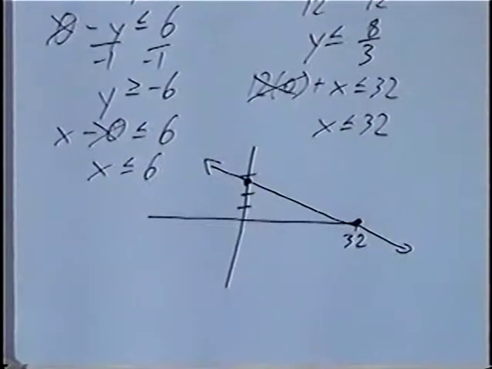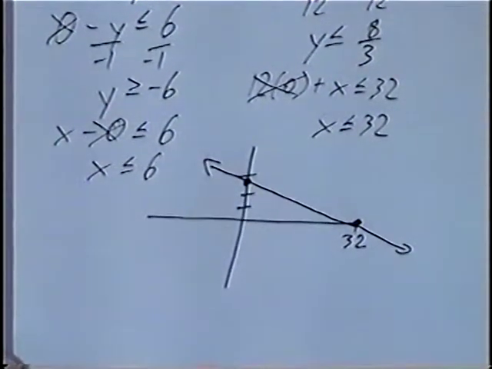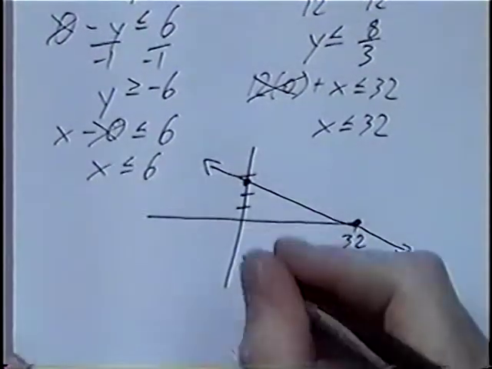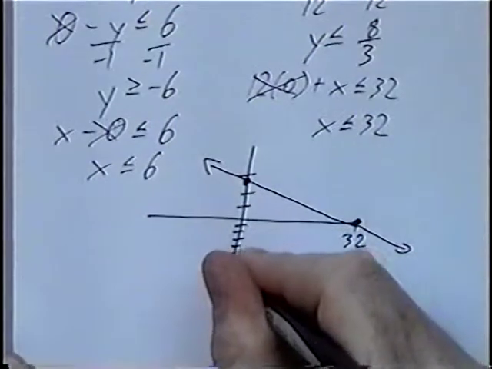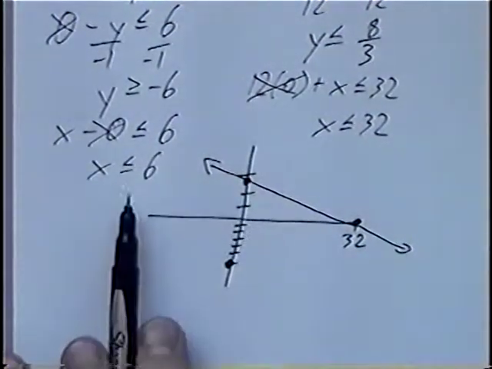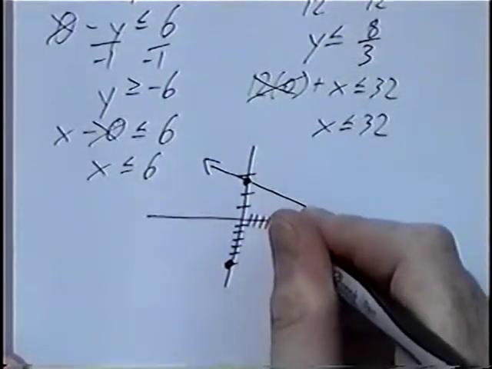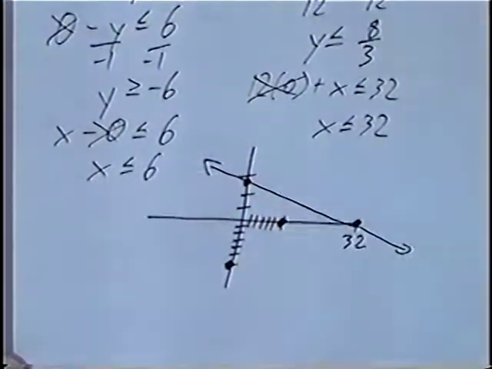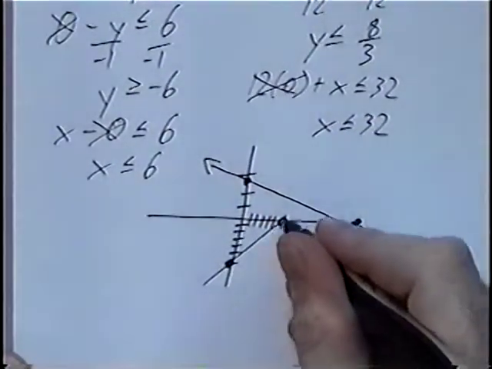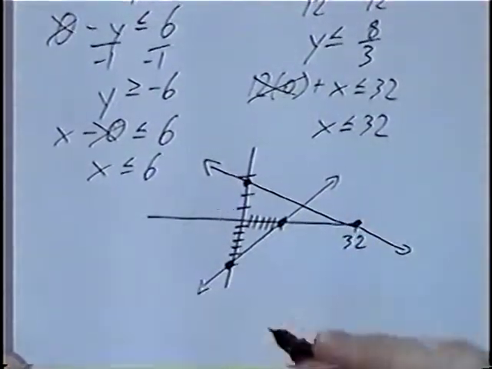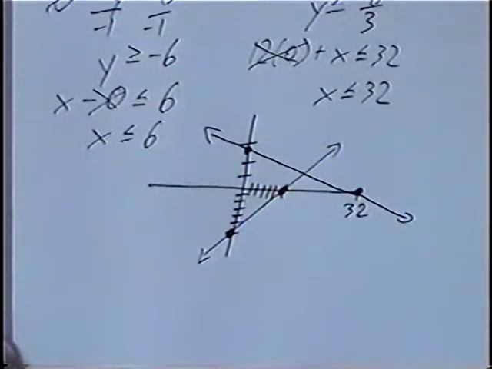We'll graph the second line and then we'll shade afterwards. The second inequality, the y-intercept was at -6. And the x-intercept was at +6. Again, this inequality was less than or equal to, so it would be a solid line. Last part will be shading.